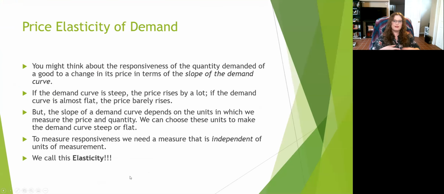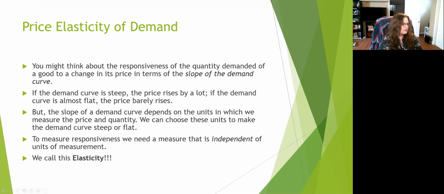And we can think about that as the slope of our demand curve. If the demand curve tends to be really steep, the price rises by a lot. If the demand curve is almost flat, the price barely rises. But the slope of the demand curve depends on the units in which we measure the price and quantity. So to measure the responsiveness, we need some sort of measure of what we're looking at, right?